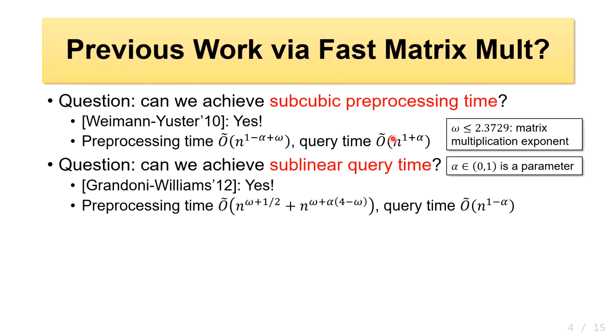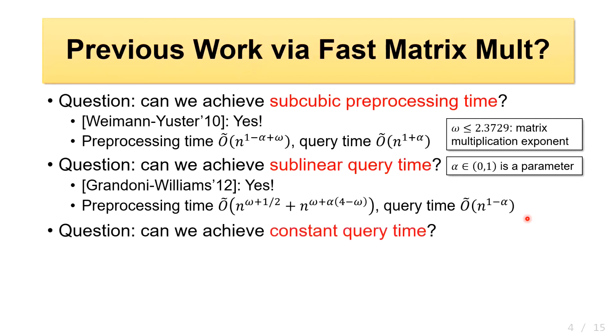Grandoni and Williams showed the answer is also yes. Their DSO has preprocessing time of this form and query time n to the 1 minus alpha. The point is that if you choose a suitable alpha, then the preprocessing time is subcubic and query time is sublinear simultaneously. Still, the query time for the oracles by Demetrescu et al. and Bernstein and Karger are all constant. So it's natural to ask if we could also achieve constant query time in this regime.